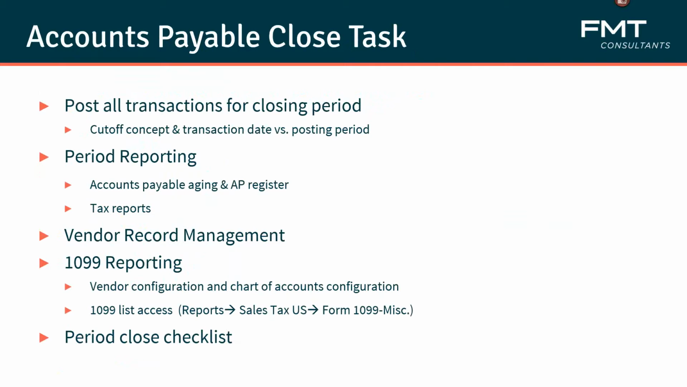Our second topic is the accounts payable close task. Again, the first step of performing the accounts payable close task in NetSuite requires posting of all the transactions for the closing period into that month. When entering these transactions, it is important to consider the concept of cutoff and the transaction date versus posting period. Again, cutoff relates to the posting of transactions in the correct accounting period, whereas for transaction date versus posting period, both of these fields are available on the AP transaction record, and you'll typically want to ensure that the transaction date aligns with the posting period as discussed previously.